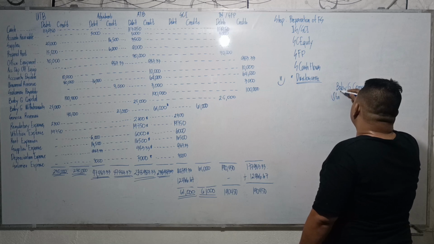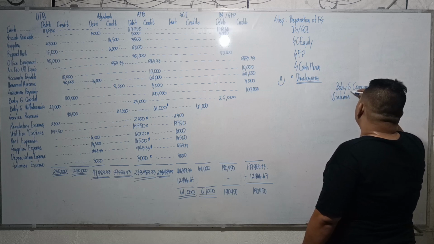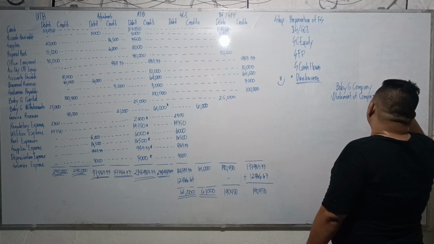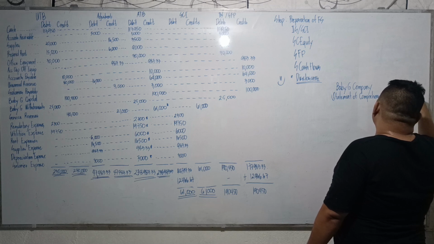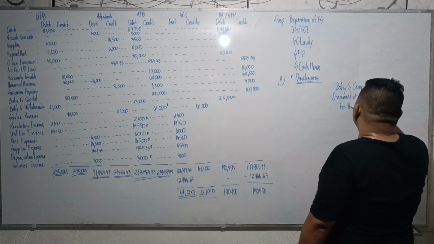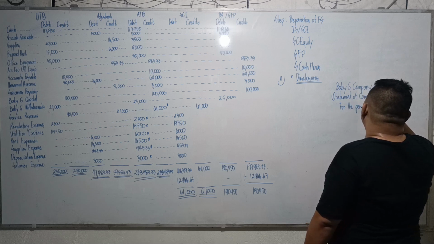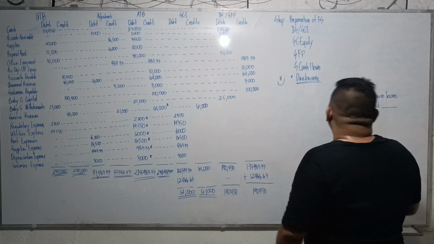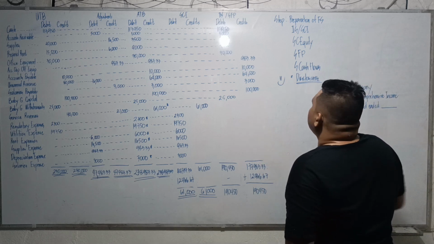Statement of comprehensive income, right? And then for the period ended, blank. Let's put in blank. So that's the heading already of the income statement.